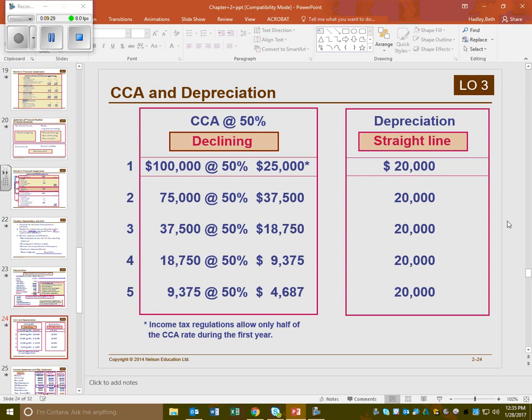Okay, and as you can see, compared to the straight line, every year is a little bit different. Under depreciation, straight line is showing 20,000 for the 5 years, but the CCA rate is showing 25,000 in the first year, 37,500 in the second year, and so on and so forth, down to the fifth year, the last year of life of that asset, at $4,687.